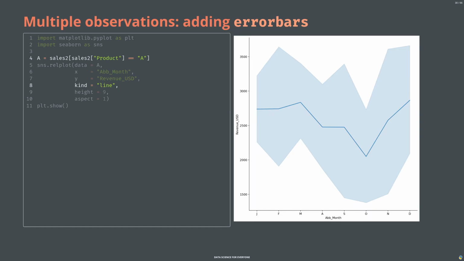You'll also notice a shaded region around the line. This is the confidence interval that Seaborn calculates automatically. In this example, we're looking at monthly revenues for product A. The confidence intervals are shown as a shaded region.